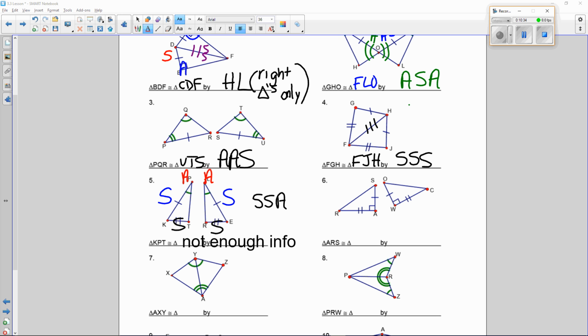And then you've got to be careful not to use HL in every instance there is a right triangle. So number 6, you might think, oh, it's a right triangle, so these are congruent by HL. But we don't know that the hypotenuse is congruent. We've got a side, we've got another side, and you've got the included angle. So these triangles are just congruent by side angle side. If we also knew that the hypotenuse was congruent on number 6, we could also say these triangles were congruent by HL. But since we don't, all we can say is side angle side.